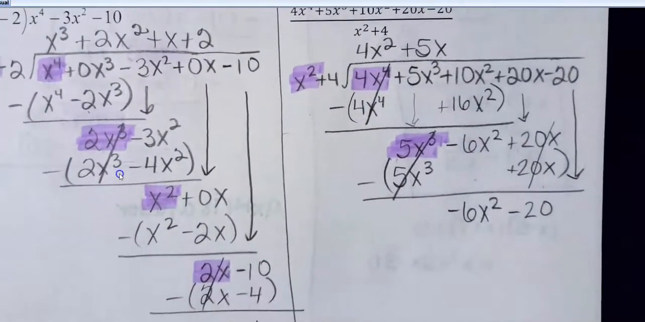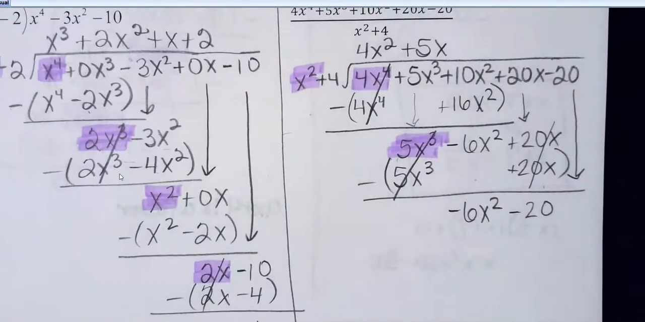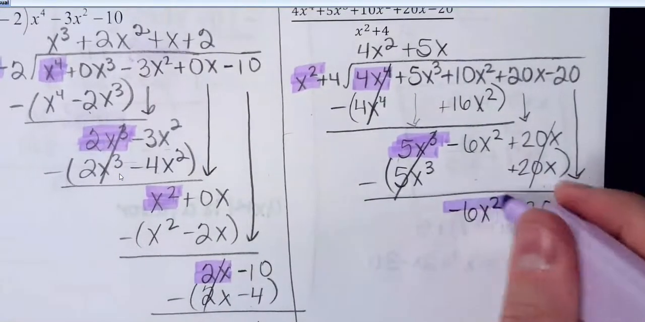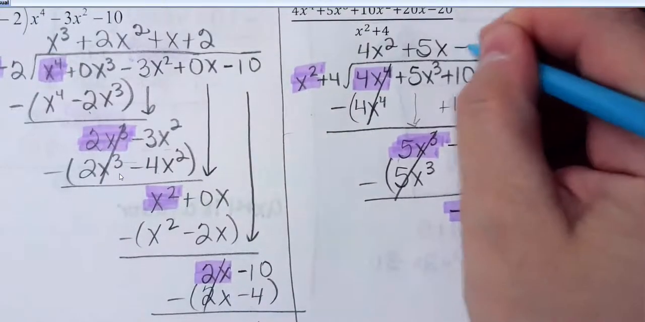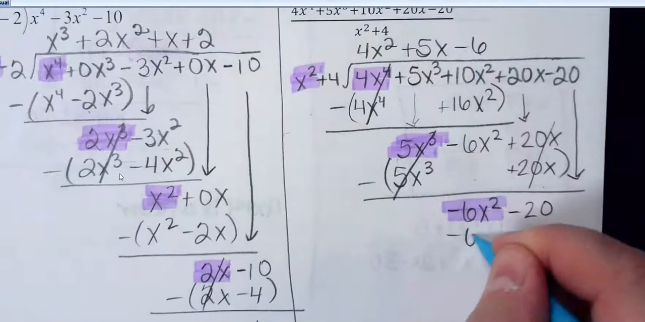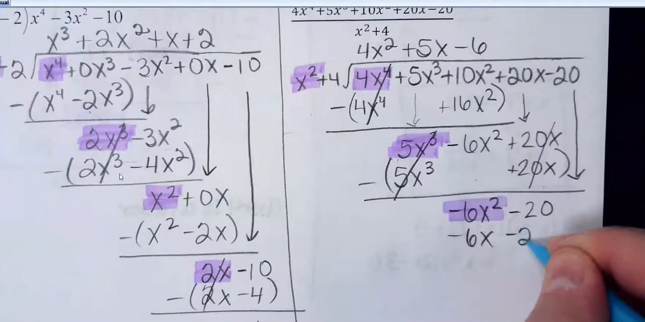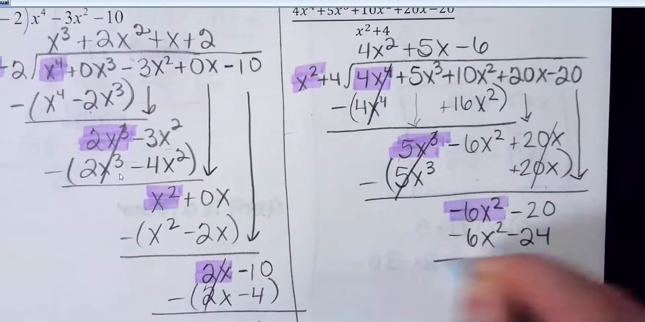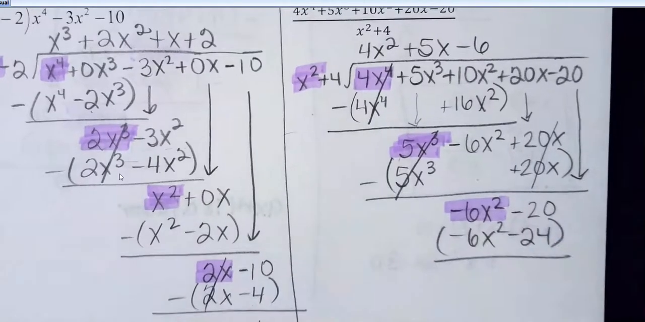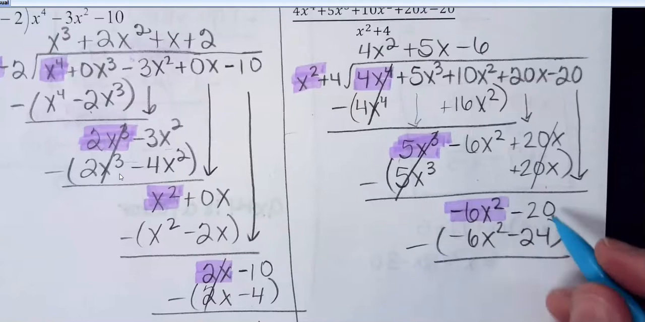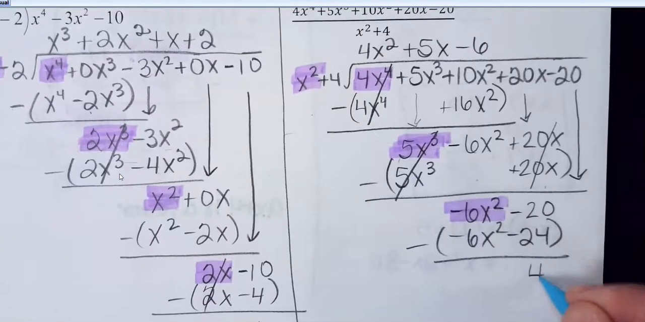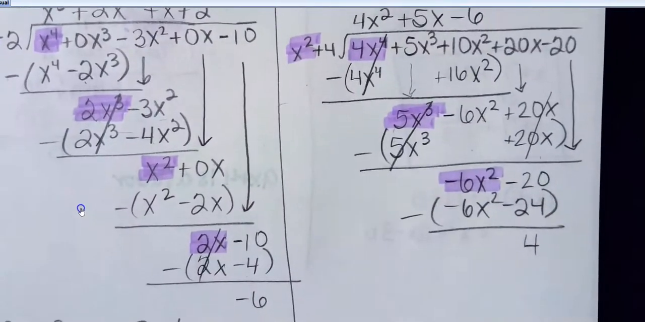All right, to finish this out, what would you multiply x squared by to get negative 6x squared? Negative 6. Okay, so negative 6x squared, negative 6 times 4 is negative 24. So I am going to have a remainder here. This is not a factor. I've got negative 20 minus the negative 24. So negative 20 plus 24 is 4. So, man, I just have giant handwriting.